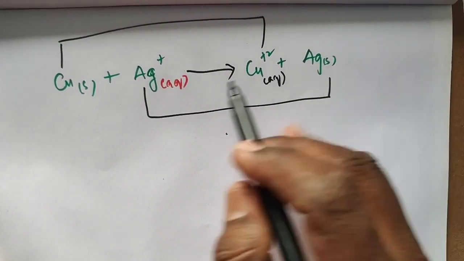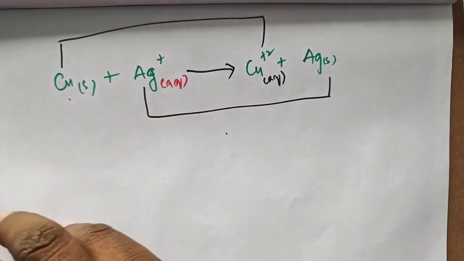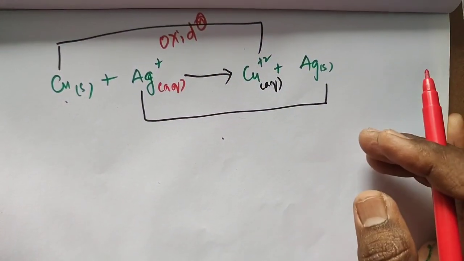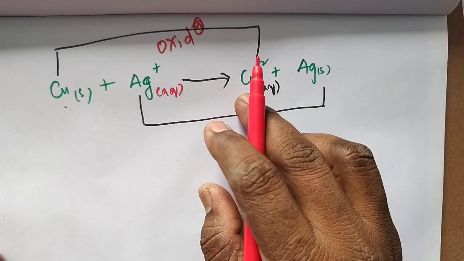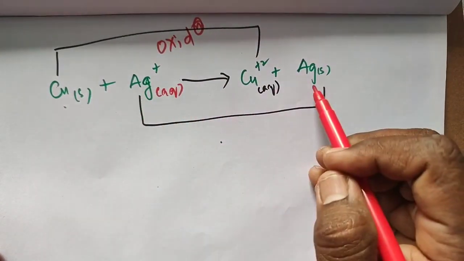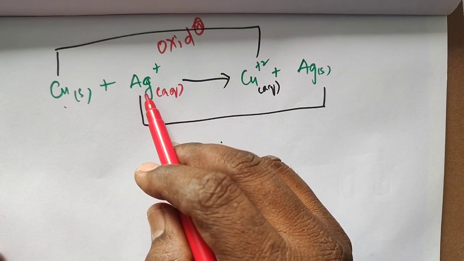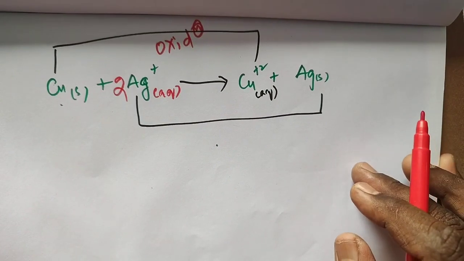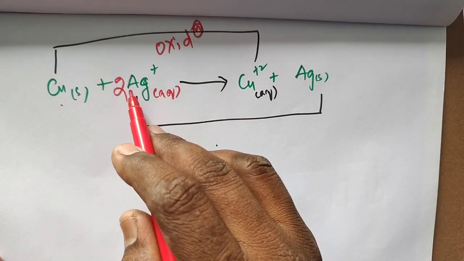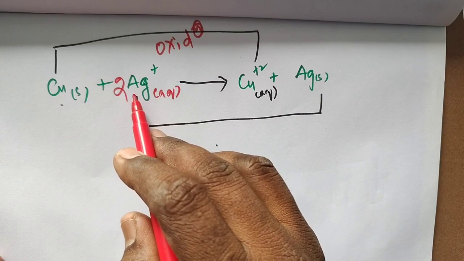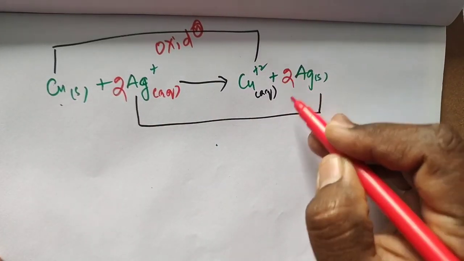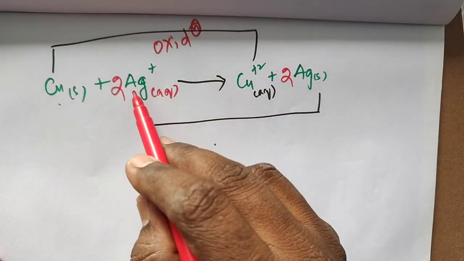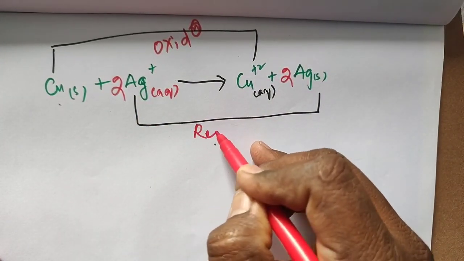In this, Cu is converted to Cu plus 2, so oxidation takes place. How many electrons are liberated by the Cu? 2 electrons. But Ag plus is converted to Ag, and how many electrons are gained by the Ag? Only 1. So for balancing, 2 Ag plus gains 2 electrons to form 2 Ag solid. This is the cell reaction. Gaining of electrons takes place, so this is a reduction.